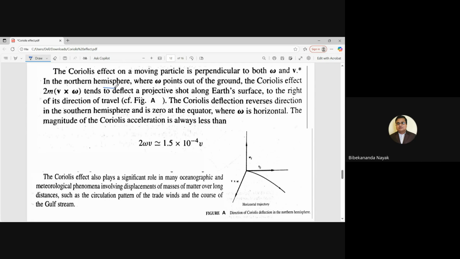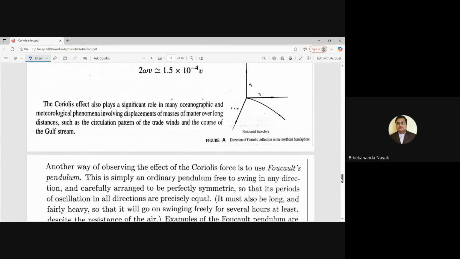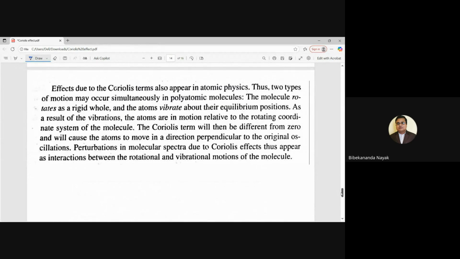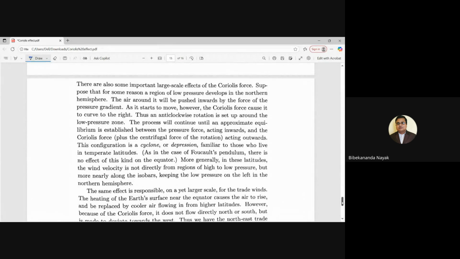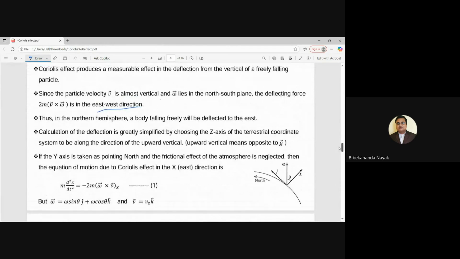In the northern hemisphere, the Coriolis effect deflects a projectile to the right of its direction of travel, and the deflection is opposite in the southern hemisphere. These are the main effects. They affect the direction of oceanographic and meteorological cases, cyclones and other cases. These are the applications. So this effect is this much, 2m omega cross v.